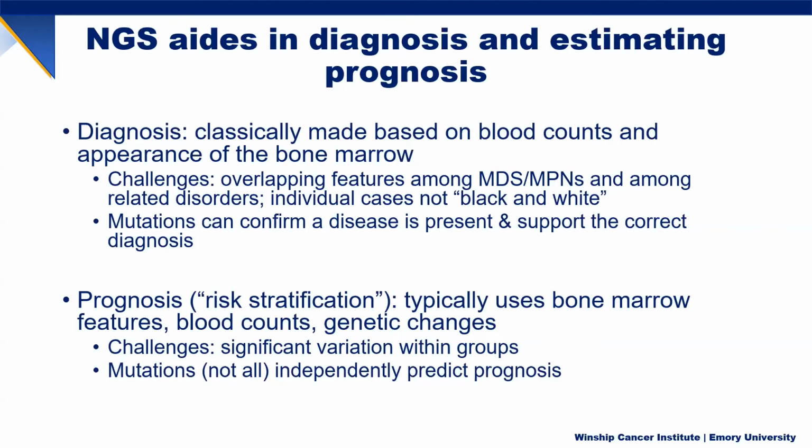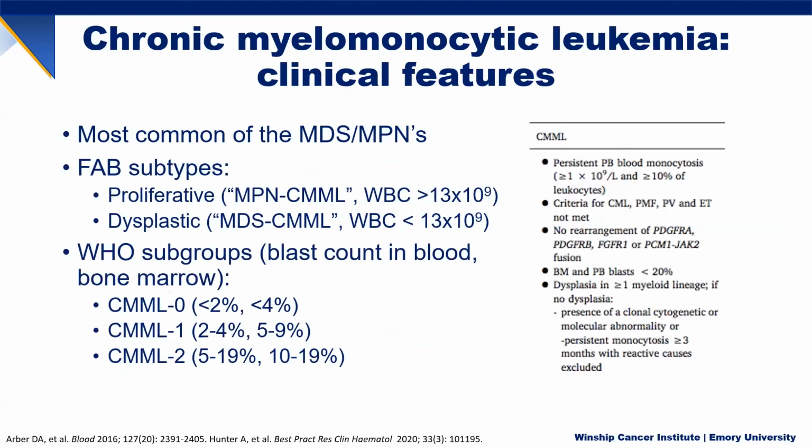And we now have seen that a number of these mutations, although not all of them, do independently predict how the disease behaves. So I'm going to go through now individually each of these 5 diseases within this category and talk a little bit about the genetics and diagnosis and prognosis. So we'll start with chronic myelomonocytic leukemia, or CMML. And this is the most common of these diseases, and probably the best understood for that reason, although in the grand scheme of things it is still a relatively uncommon disease.